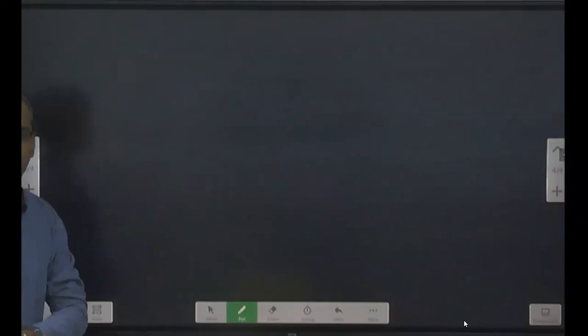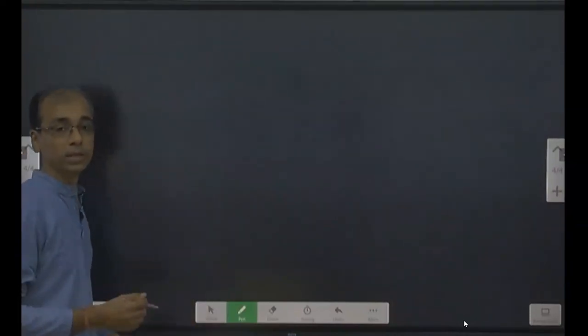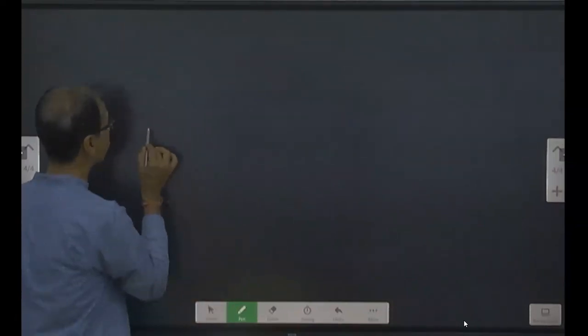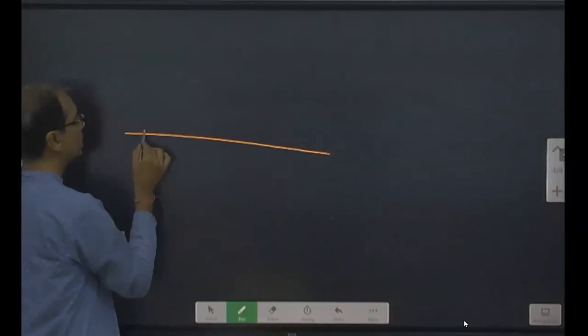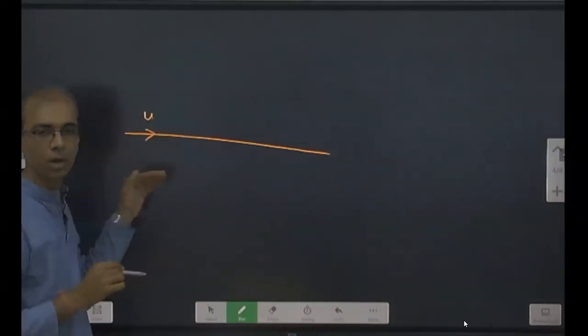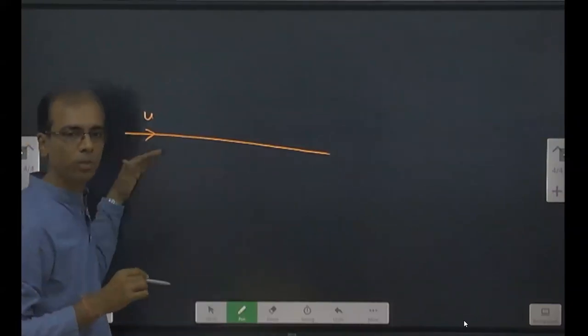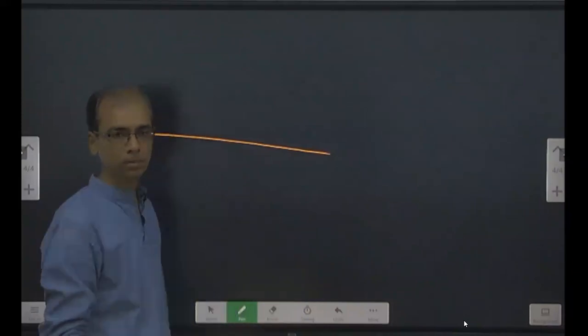So let's discuss, as one of you asked, what if theta is 90. If theta is 0, this is horizontal. If theta is 0, I'm throwing the particle like this, with u along horizontal, so it will keep on moving in the horizontal direction. What kind of motion is it? A straight line motion.